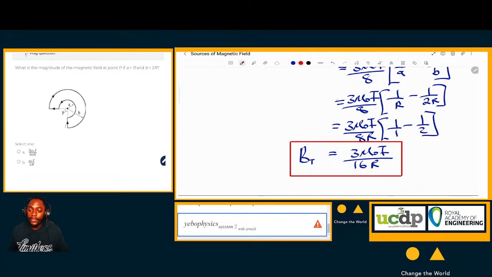So that's how we go about this particular question. It's just similar to the first question, but because the direction of currents were in opposite directions, the direction of the magnetic fields are also going to be different, but we're still summing the magnetic field. Now let's move on to question 12.